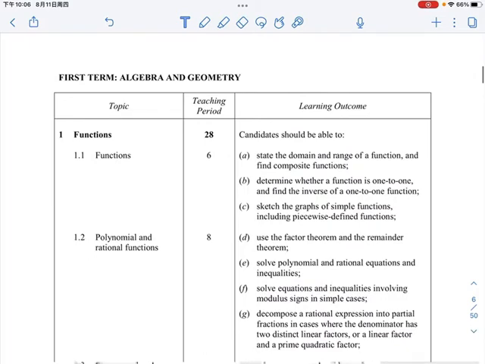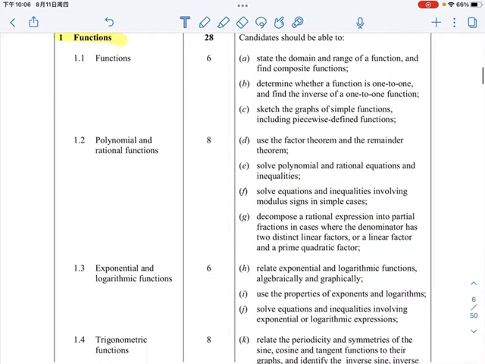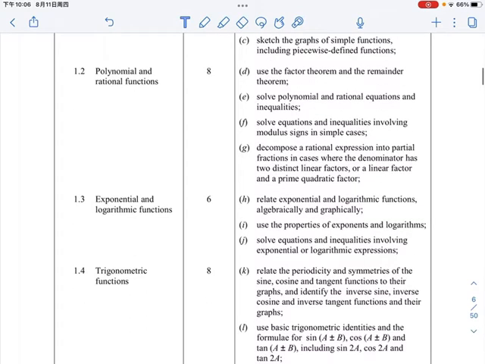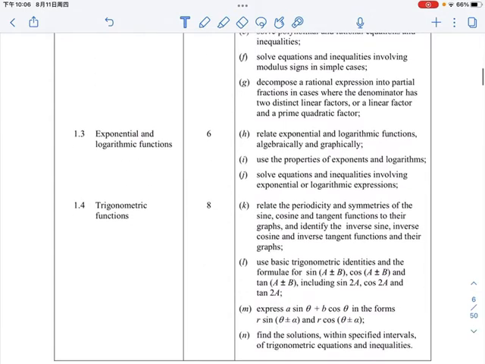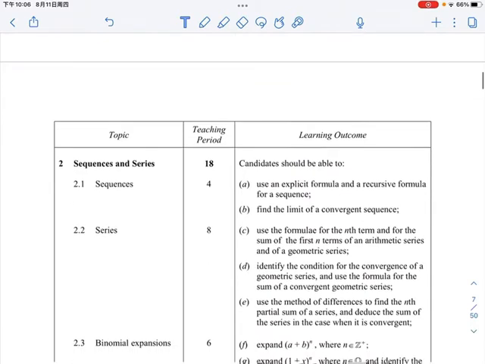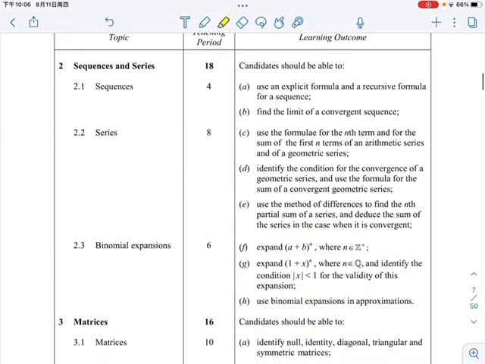In the first term, like I said, there are 6 topics. Number 1 is functions. In functions, you will learn about polynomial and rational functions, exponential functions like ln and log, and also trigonometric functions like sin, cos, tan, and cotangent. Number 2 is sequences and series.